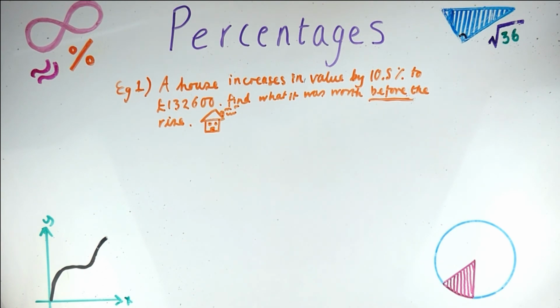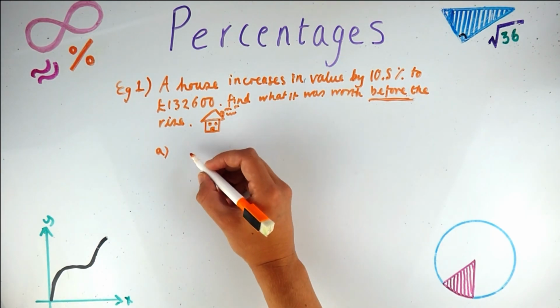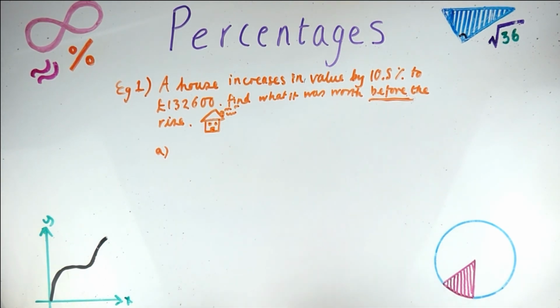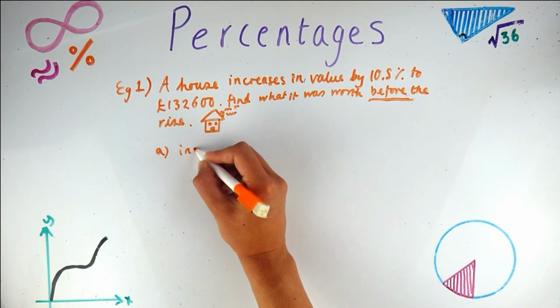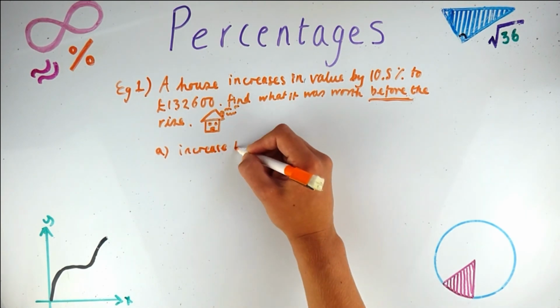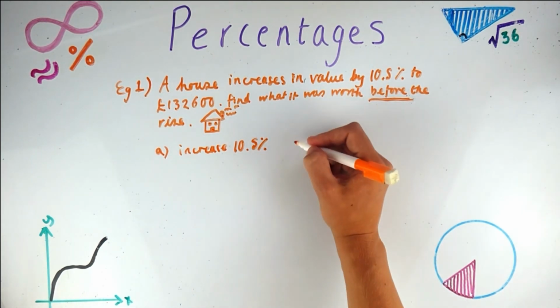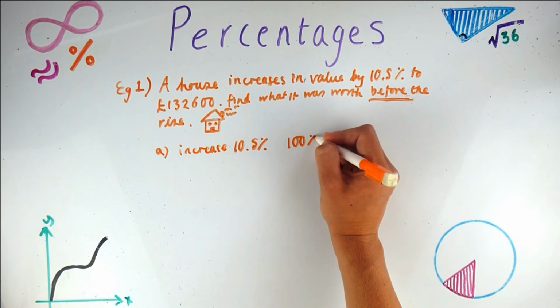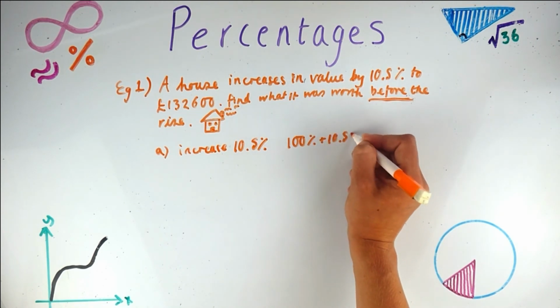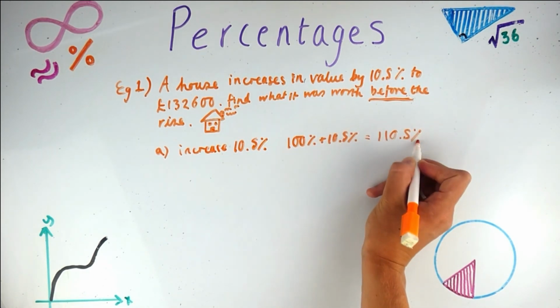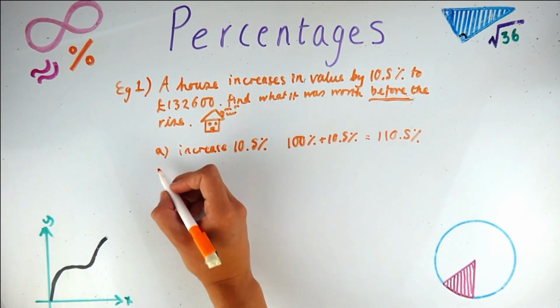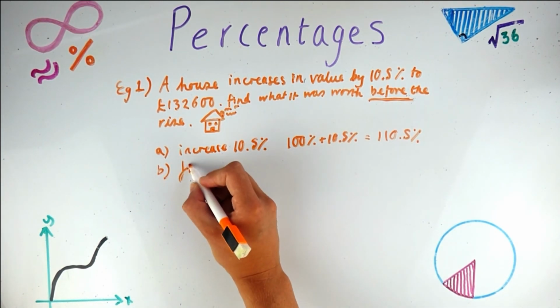Okay, so we follow the steps we went through before. The first step was to write out the amount as a percentage of the original value. So this is similar to working out the multiplier. We've got an increase of 10.5%. So the value we've got is actually 100% plus 10.5%. So that equals 110.5%.